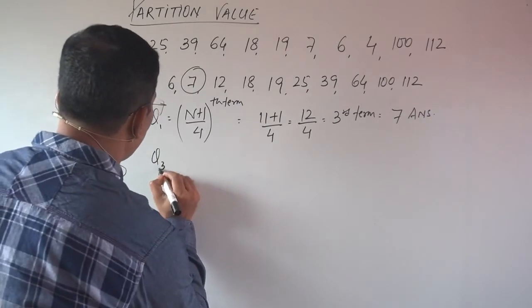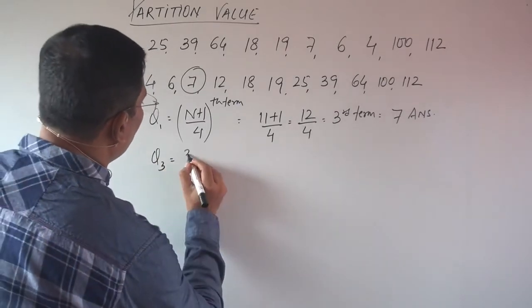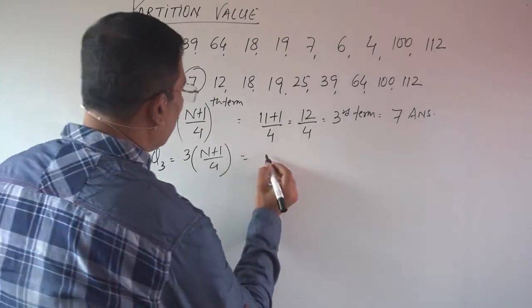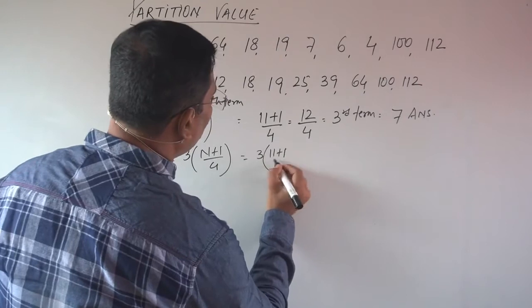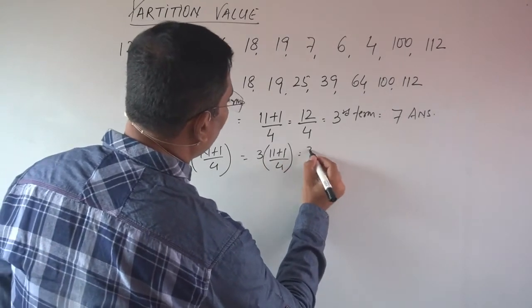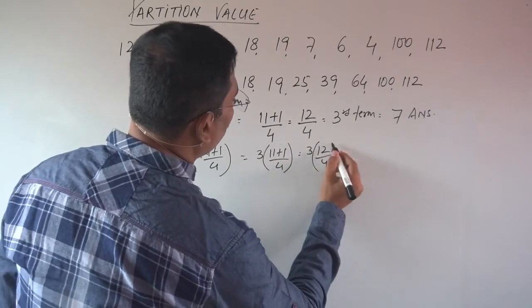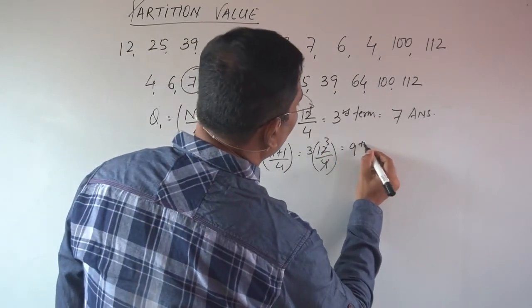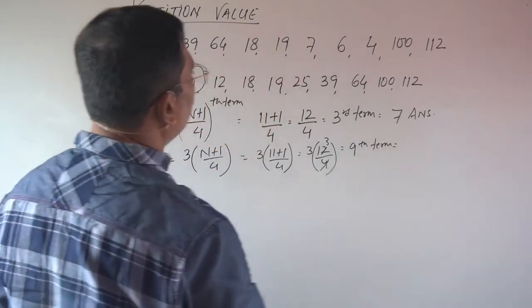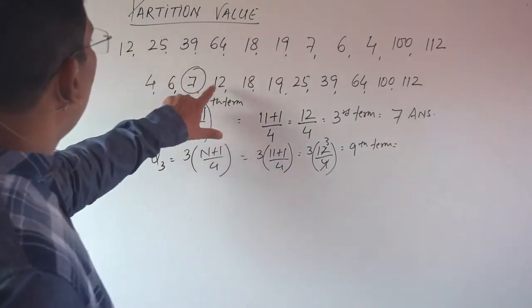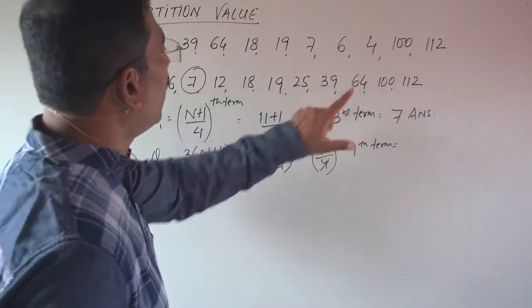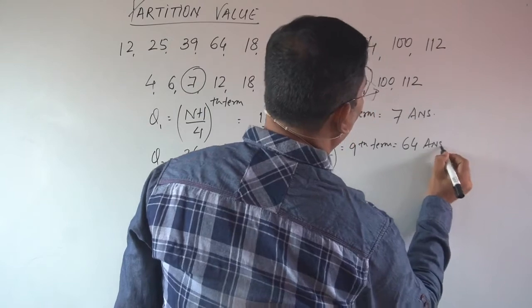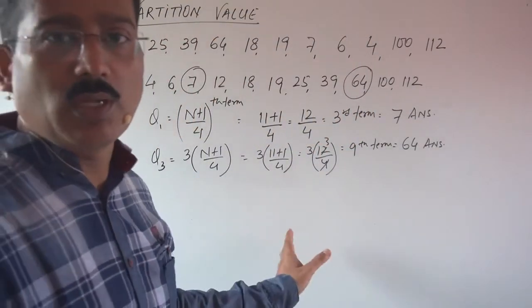Next one is the upper quartile, that is Q3. It is 3 times (n plus 1) upon 4 term. Here it will be 3 times (11 plus 1) upon 4. So 3 times 12 upon 4, and 4 threes are 12, 3 threes are 9, the 9th term. And then what is the 9th term? 3, 4, 5, 6, 7, 8, 9. So the result is 64. I think this is very simple, no problem at all.